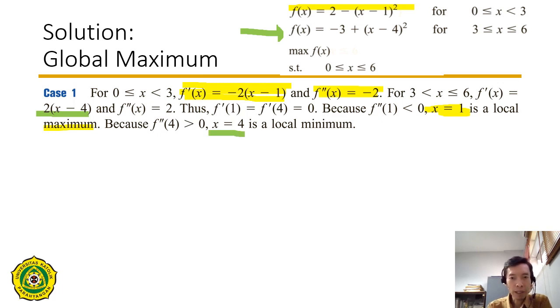It happens at x equals 4. To check whether it is a local maximum, minimum, or neither, we take the second derivative. The second derivative equals positive 2, which means that right after passing this point, the slope will increase. So at x equals 4, it is a local minimum, because after passing 4, the gradient will increase. So now we have candidates: x equals 1 is a local maximum, and x equals 4 is a local minimum.